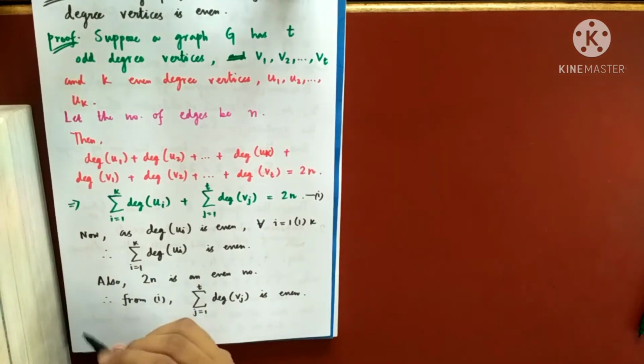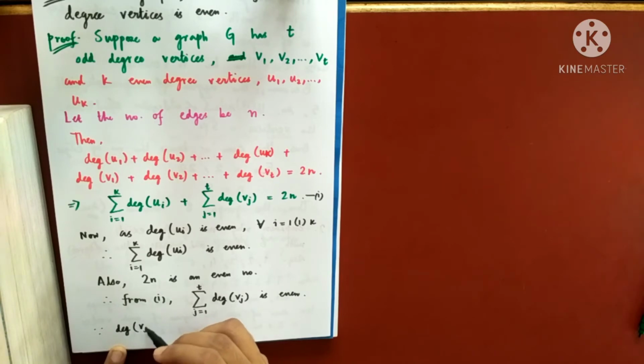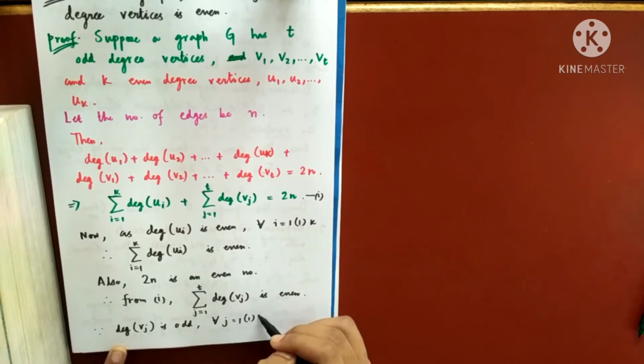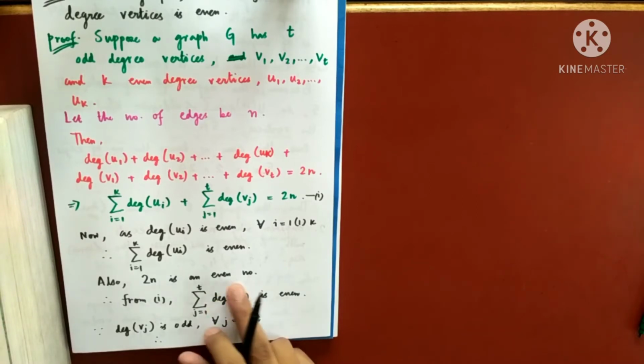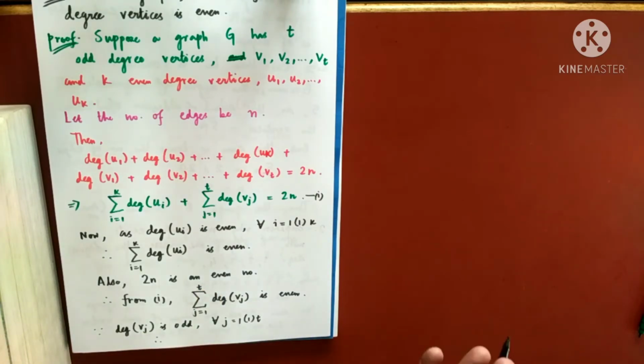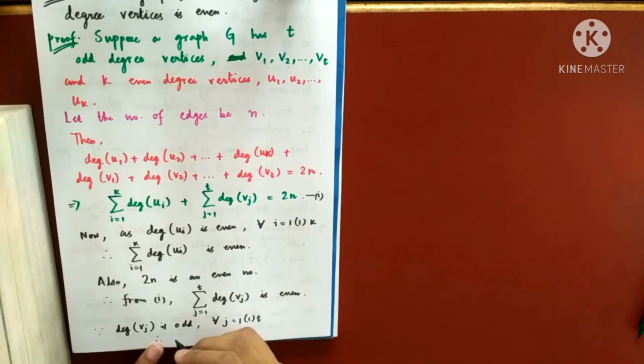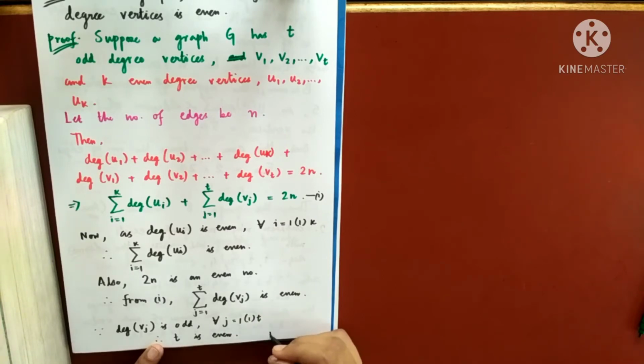Since the degree of Vj is odd for all j running from 1 up to t, these all are odd numbers. So if t is odd, I am adding odd numbers an odd number of times. That cannot be even. That will again lead to a contradiction. So therefore, t must be even. And this completes the proof.